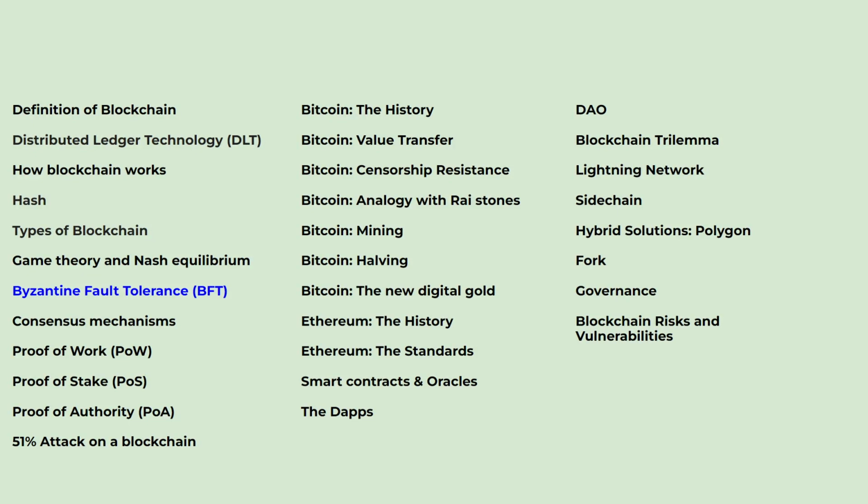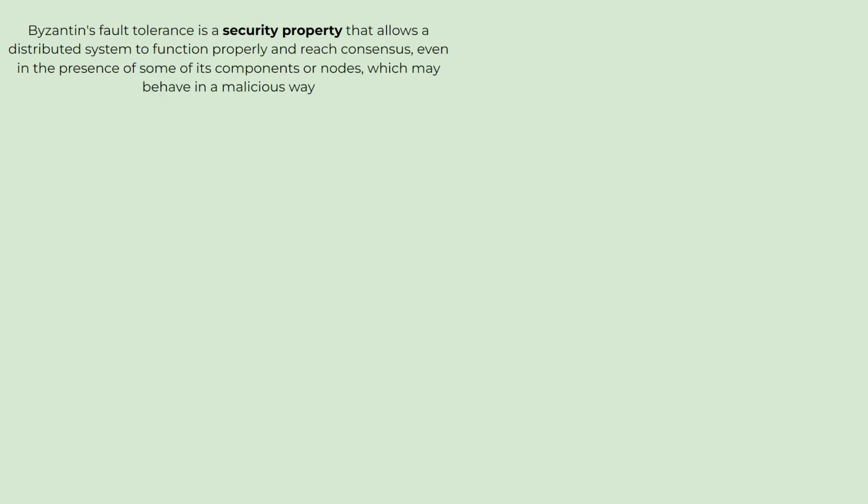Byzantine fault tolerance. Byzantine fault tolerance is a security property that allows a distributed system to operate correctly and reach consensus, even in the presence of some of its components or nodes that may act incorrectly or even maliciously.